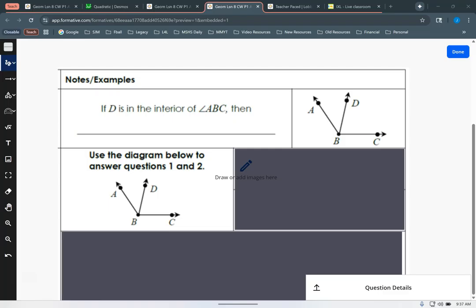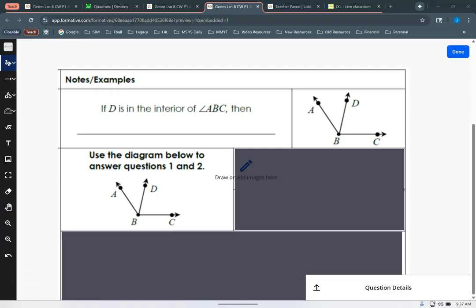So by drawing ray BD through point D on the interior of angle ABC, I've now split angle ABC into two parts, angle ABD and angle DBC. Now, those two parts aren't congruent because we don't have any congruency marks in there. So ray BD is not an angle bisector, but it does cut angle ABC into two parts. Did that make sense? Yes. Okay, good. You're speaking my language pretty good.